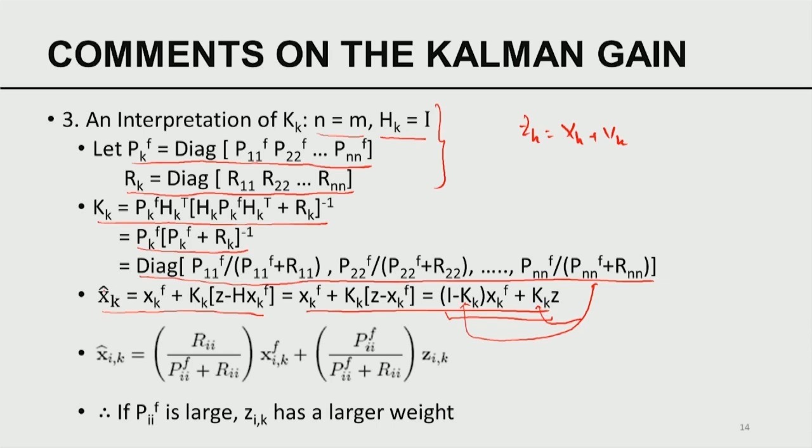So xk is a vector, that vector is equal to this matrix times xk^f plus Kk z, but Kk is a diagonal matrix, right? So this essentially tells you Kk is diagonal. If Kk is diagonal, I minus Kk is diagonal. Therefore, xk^a is equal to a diagonal matrix times the forecast plus a diagonal matrix times the observation. If I consider the ith element of xk, that means the ith element of this vector now has an explicit expression.